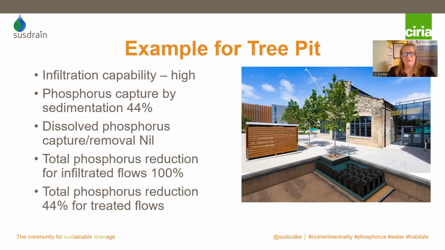So if you do all that, your tree pit will capture 44% of the phosphorus in all the treated flows. And once again, with a tree pit, there may be a bypass for exceedance flows. So there may be some flows, a 1 in 10 year storm event, or a 1 in 100-year storm event, that bypass that tree pit and go straight into the water environment. For those exceedance flows, you cannot claim any phosphorus capture or reduction because they haven't been treated.